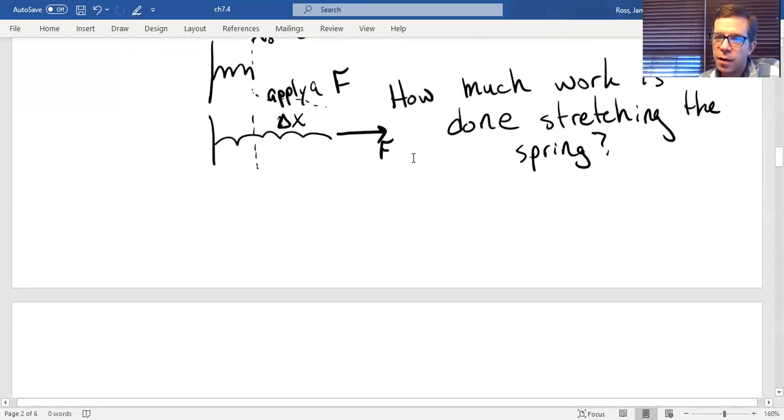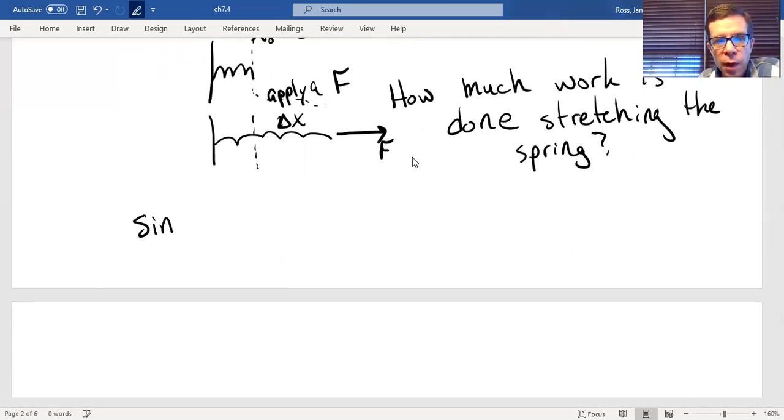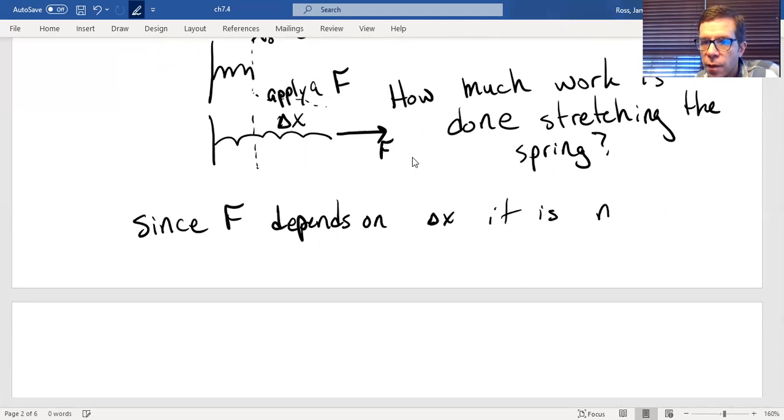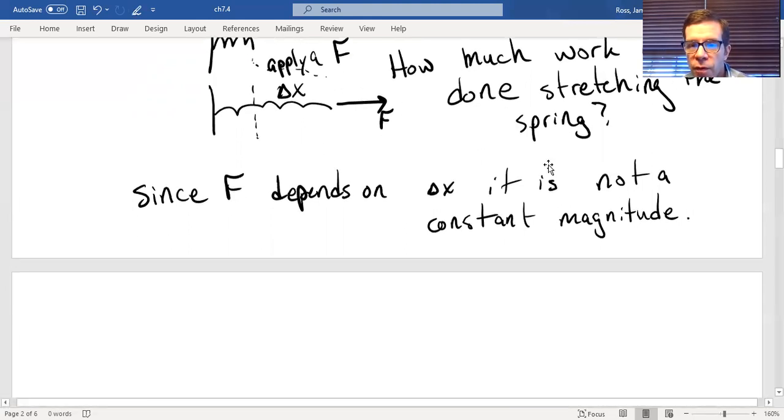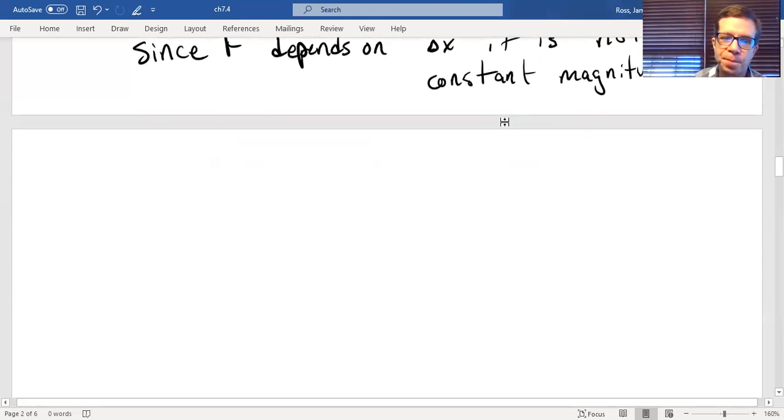But that's not a constant force. Since F depends on delta x, it is not a constant magnitude. Right, in this case, we're going to have delta x and F acting in the same direction, so that's not a problem. Just the fact that the magnitude is changing.